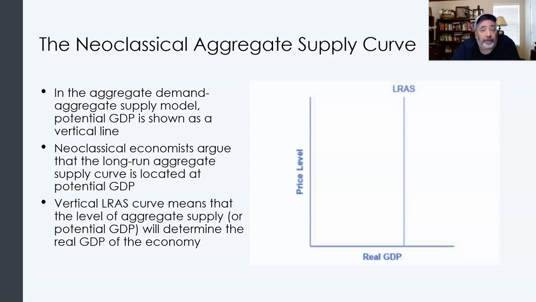The long-run aggregate supply curve, that's potential GDP, that's the natural rate of unemployment, that's full employment output. It's all those things, all right? The long-run aggregate supply, natural rate of unemployment, full employment output, potential GDP, all of those things, okay?